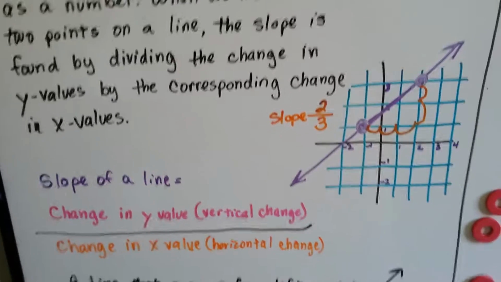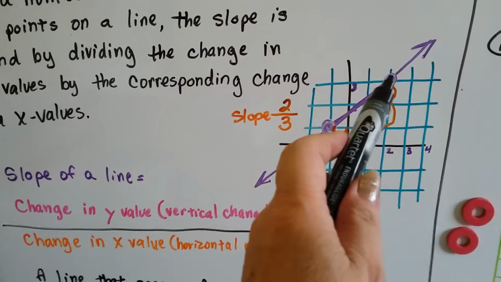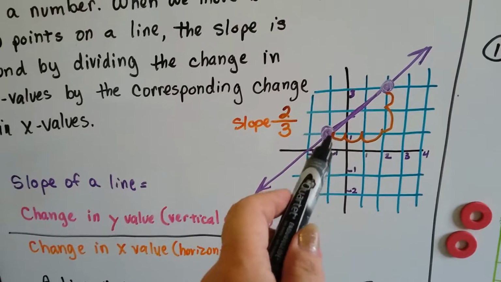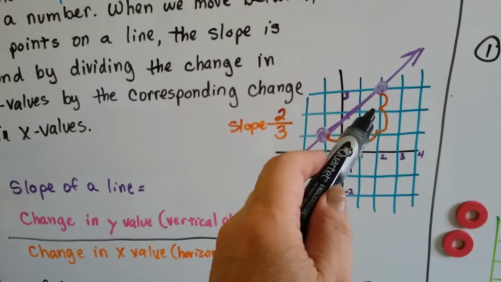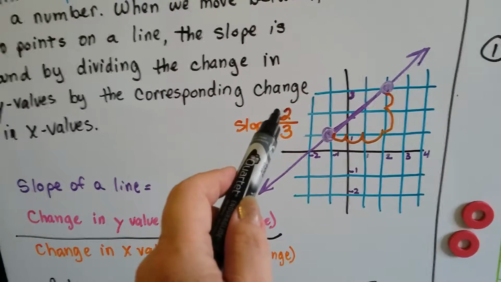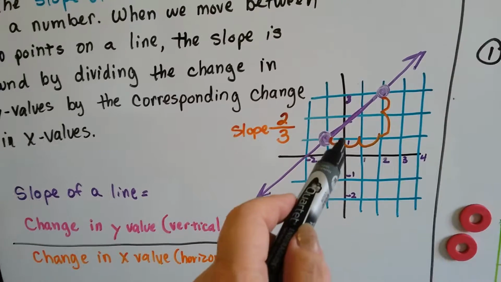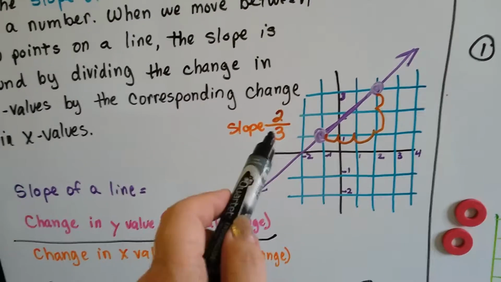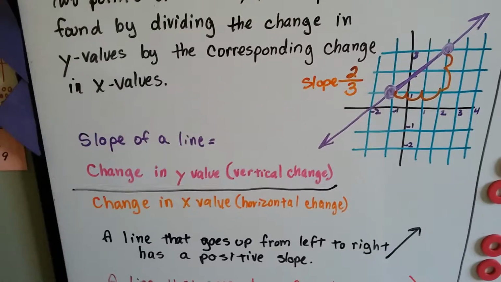So take a look at my terrible grid drawing here, but you'll get the idea. Here's one point, and here's another point. When you look at the difference in the y values, it goes 1, 2. So we put that on the top of our fraction. And the difference in the x values is 1, 2, 3. So we put that as the denominator in our fraction. So the slope would be 2/3.